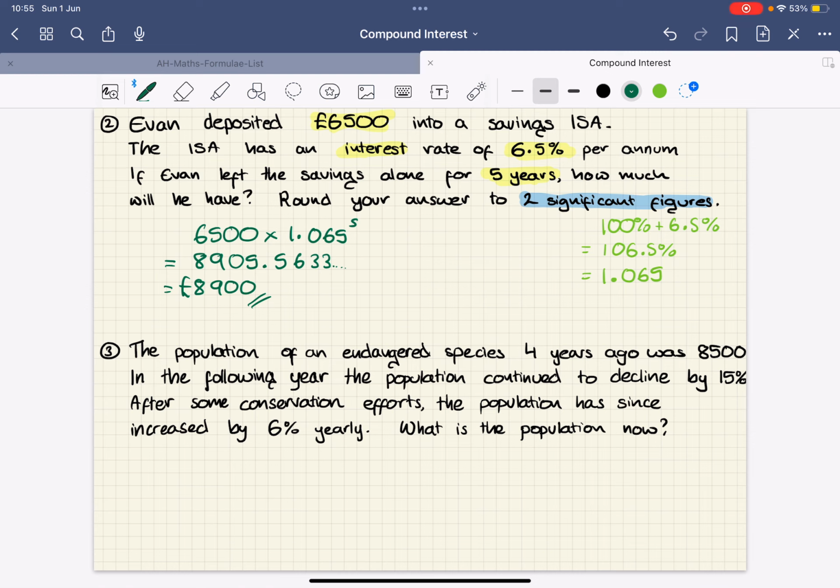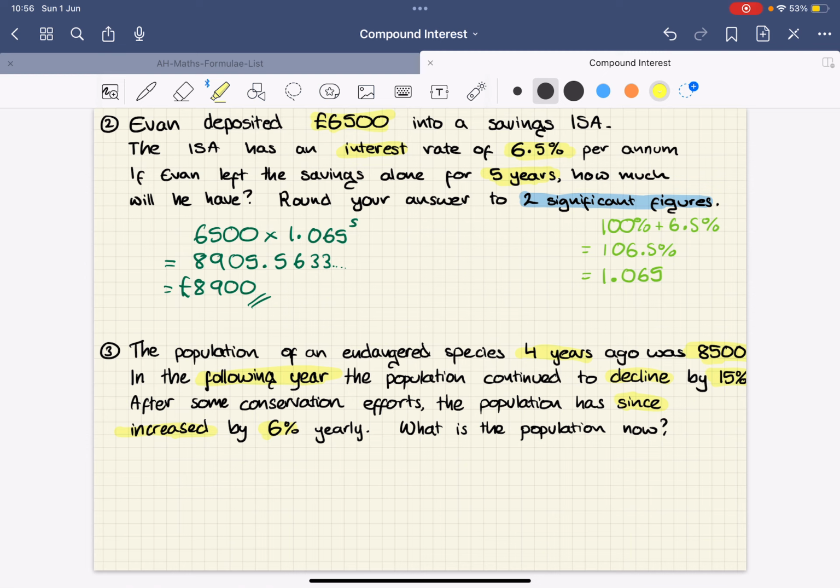Right, so then my question 3. The population of an endangered species 4 years ago was 8,500. In the following year, the population continued to decline by 15%. So for 1 year, it declined by 15%. After some conservation efforts, the population has since increased by 6%. What is the population now?